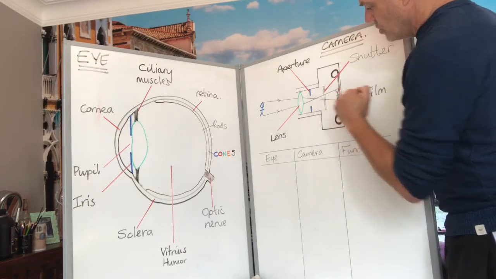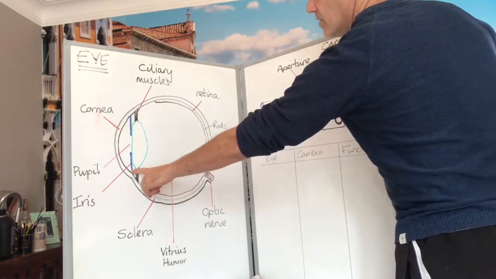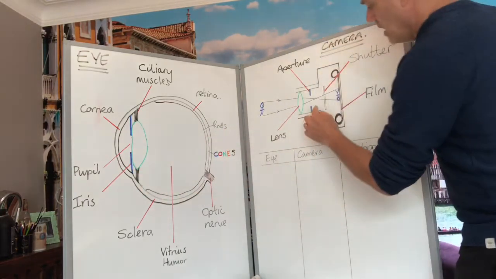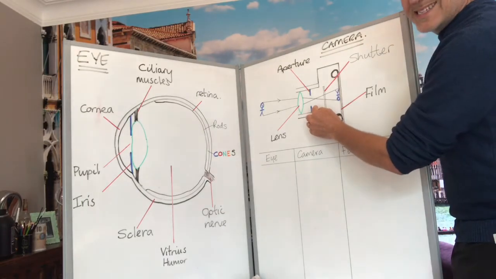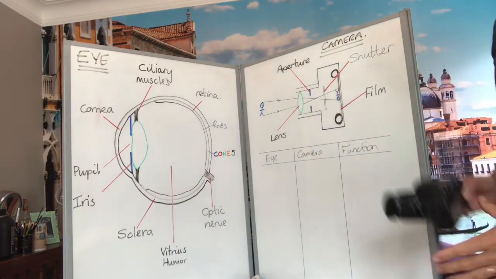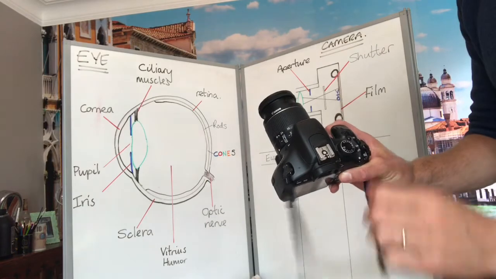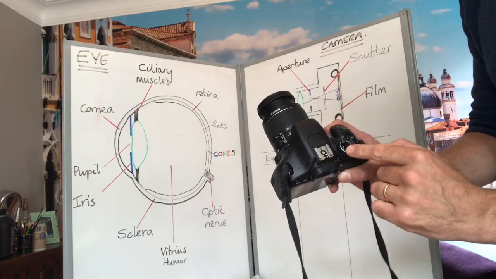The aperture is like the iris here. It will control the amount of light getting through, so we can change that. So on a camera like this, I can change that with various settings on here.